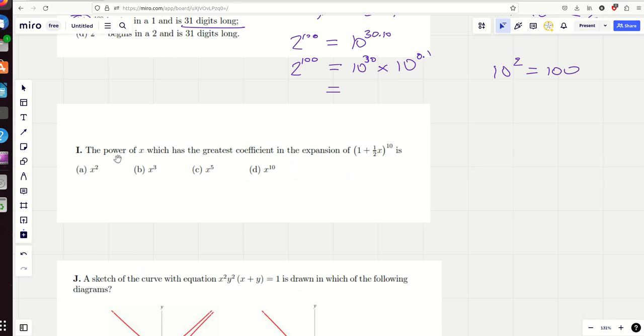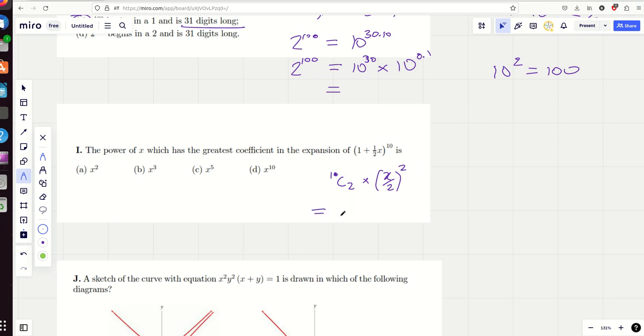So I suppose you'd probably just think about the x squared, the x cubed, the x to the 5, and the x to the 10, because it's not that hard to do. Okay, so for the x squared, we'd have 10 choose 2 multiplied by 1 to the power of 8, and then x over 2 to the power of 2, because I'm trying to find the x squared coefficient. I can ignore the 1 to the power of 8 for obvious reasons.